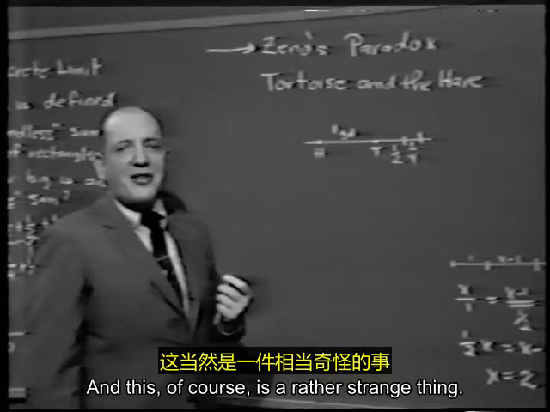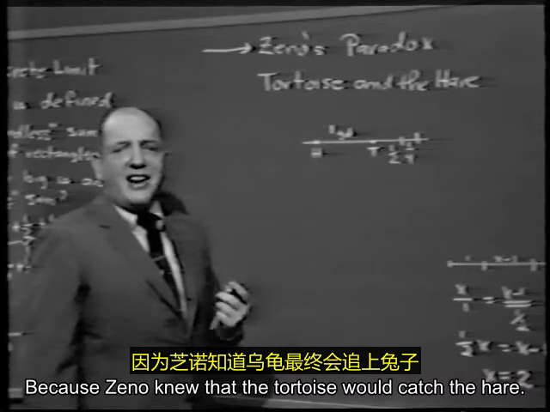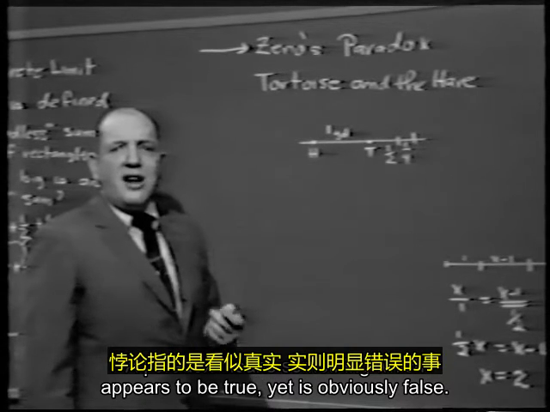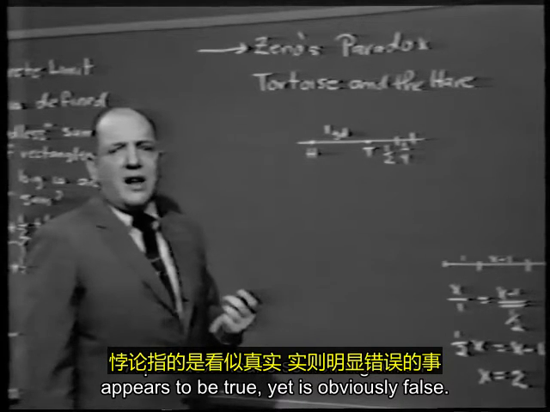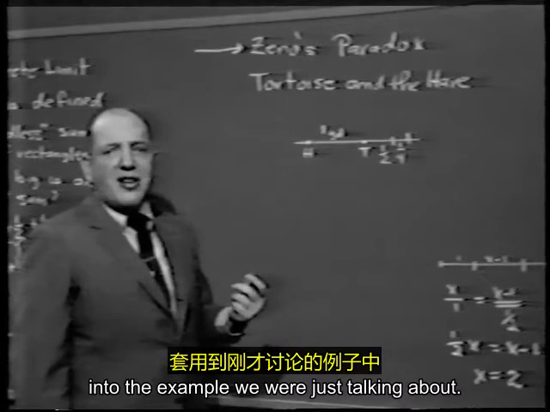And this, of course, is a rather strange thing, because Zeno knew that the tortoise would catch the hare. That's why it's called a paradox. A paradox means something which appears to be true, yet is obviously false. Now notice that we can resolve Zeno's paradox into the example we were just talking about.